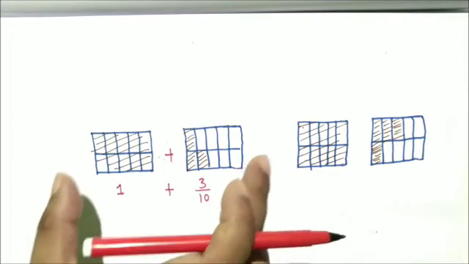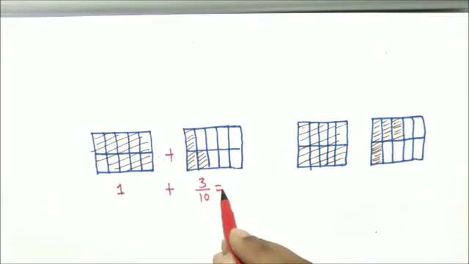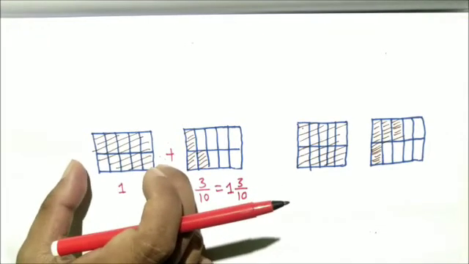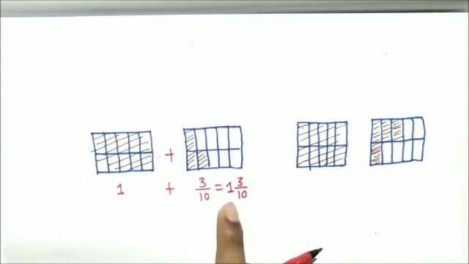That means this whole figure is 1 plus 3 by 10. So 1 plus 3 by 10 can be written as 1 whole 3 by 10. Again I am repeating, 1 and this is 3 by 10. So completely it is 1 whole 3 by 10.